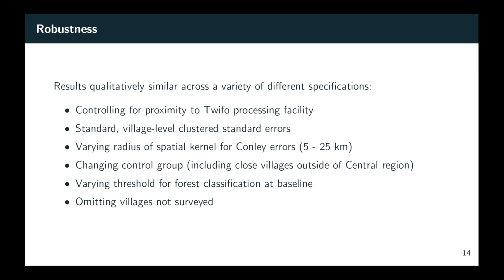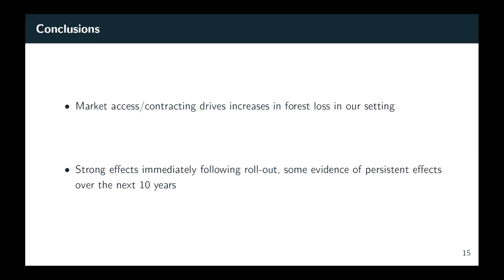Varying the threshold for what qualifies as forest at the baseline doesn't really change much. We also omitted those additional 9 villages that were not surveyed, but we identified as treated. So we throw those out, and things don't really change much. So it's a very, very stable finding that we have here.